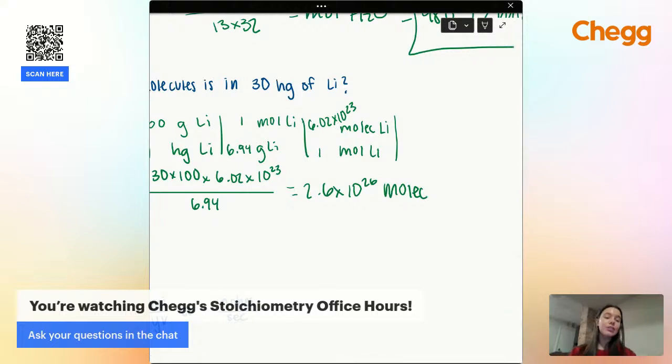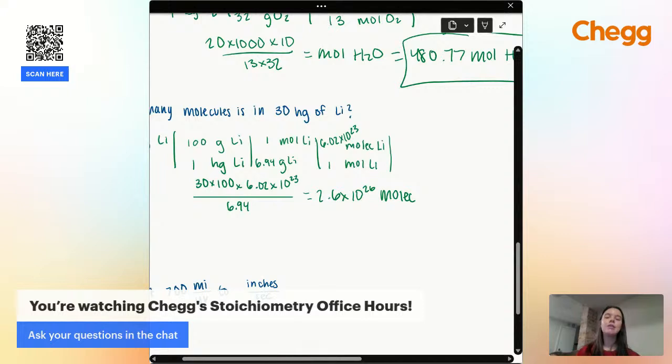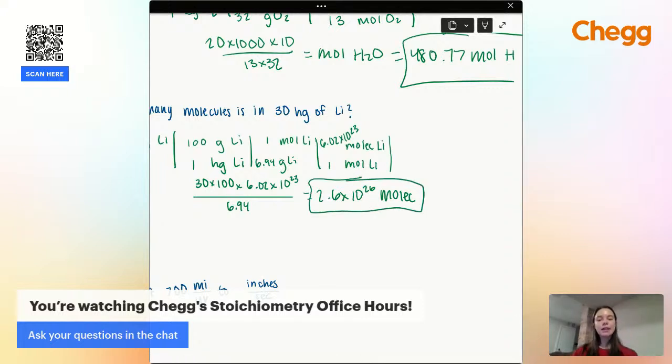That's a lot of molecules, but molecules are super, super small. So if you have 30 hectograms of lithium, you can think there would be a whole lot of molecules. So 2.6 times 10 to the 26 molecules is the correct answer.